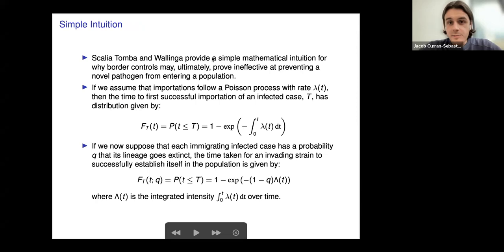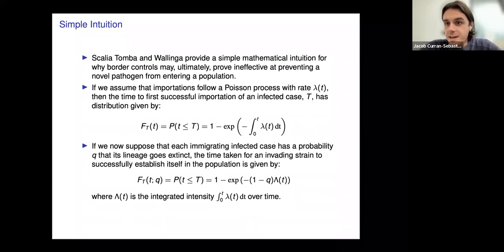So I'll go back to the Scalia, Tomba, and Wallinger paper that I mentioned, because they provide a really good, simple mathematical intuition for why border controls are not necessarily always effective. They just use a really simple model where they assume that importations of cases follow a Poisson process with an intensity lambda of t. So this can depend on time.